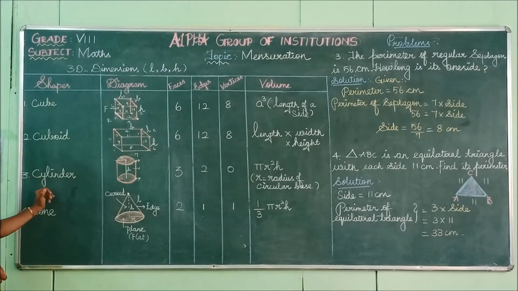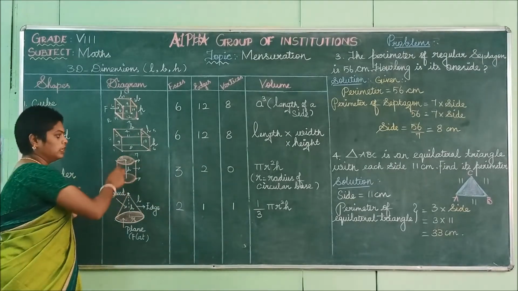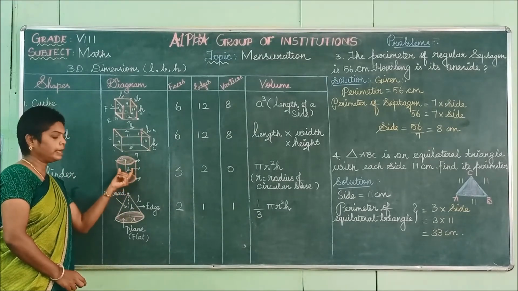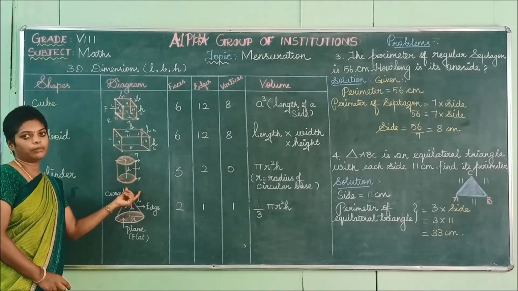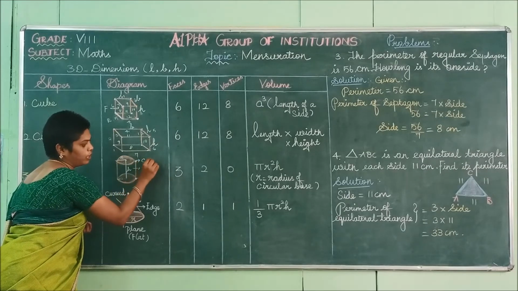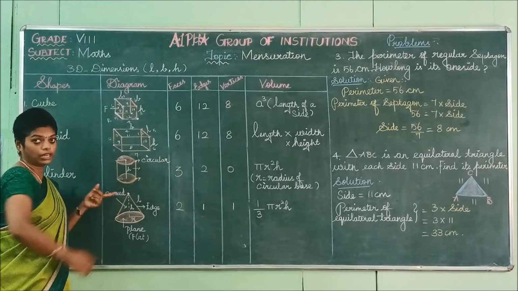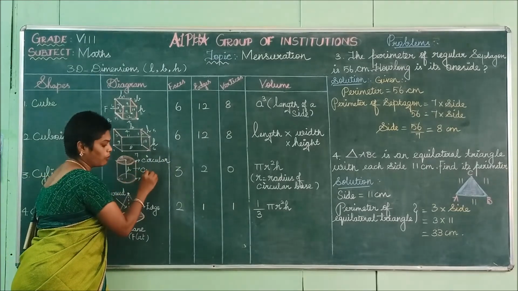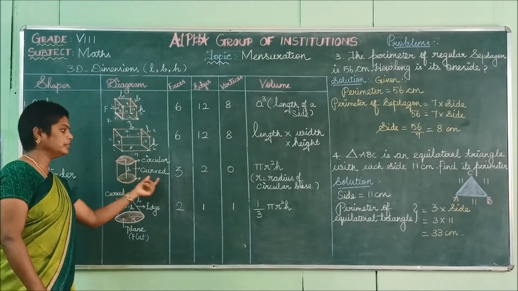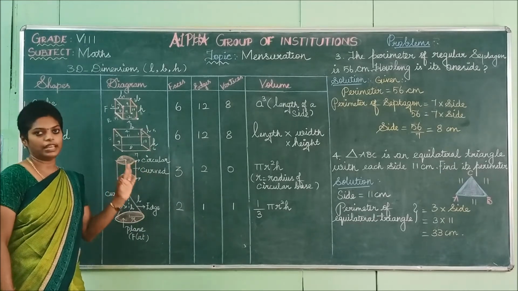So then for the cylinder, which is in the form of a cylindrical shape, we have 3 faces. The top one is a circular face. The center part is a curved face, and the bottom is also circular. So it has 2 circular faces, top and bottom. The center one is called a curved face. So totally 3 faces: top, bottom and center.